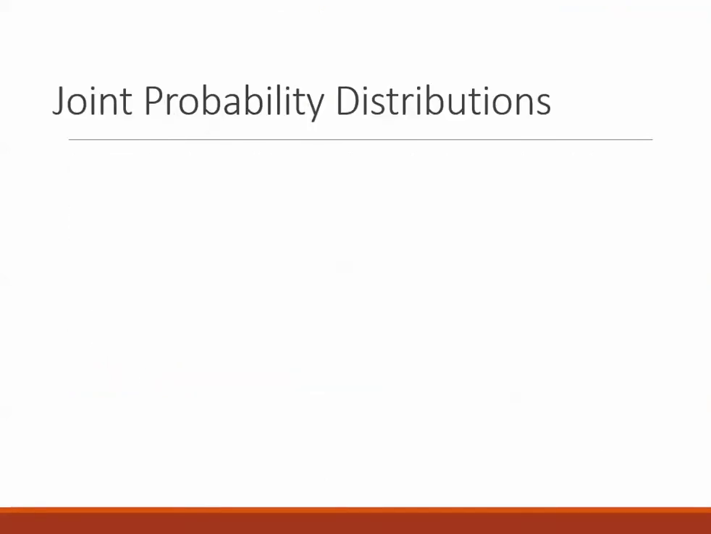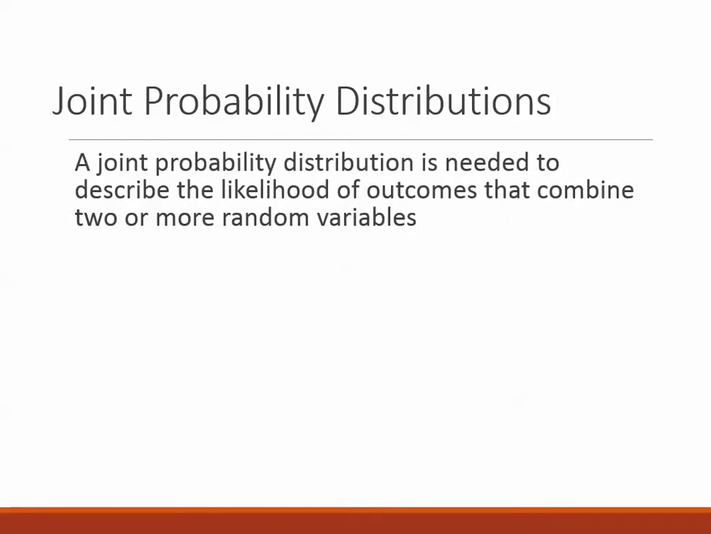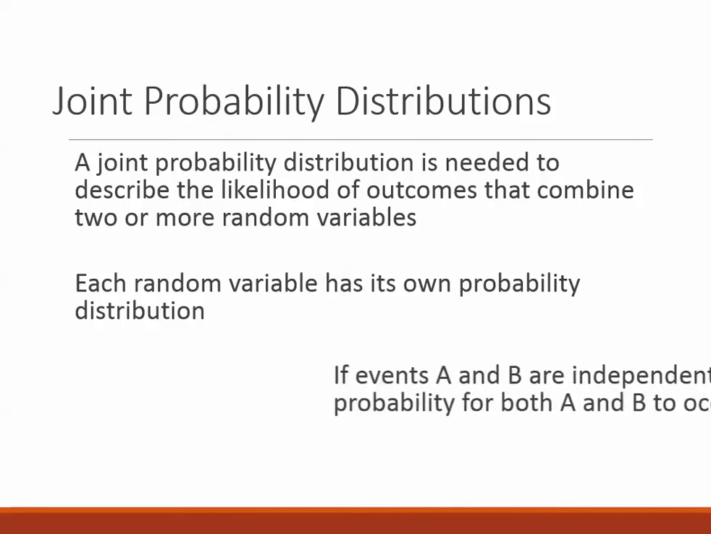Now let's talk a little more about probability. There's a concept in probability called joint probability distribution. A joint probability distribution is needed to describe the likelihood of outcomes that combine two or more random variables. In other words, what is the probability that this thing that has a probability of, let's say, 50%, and this other thing that has a probability of 30% both happen at the same time.